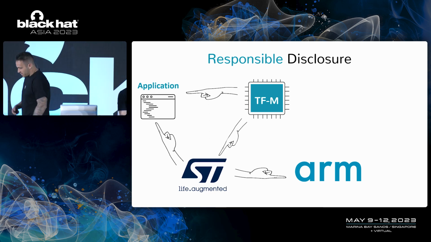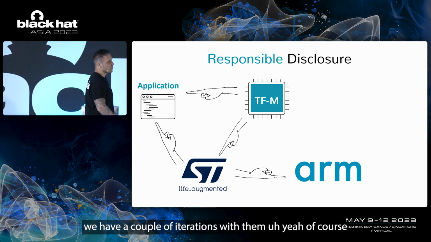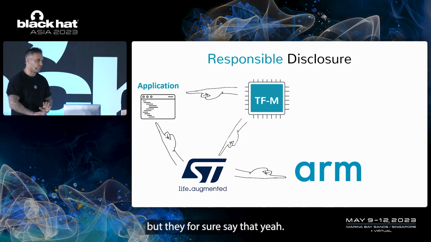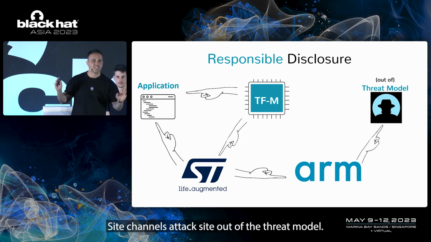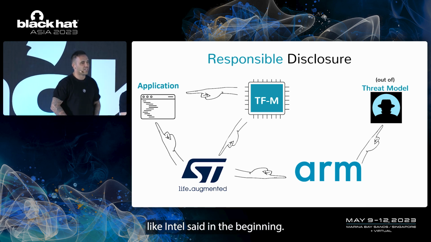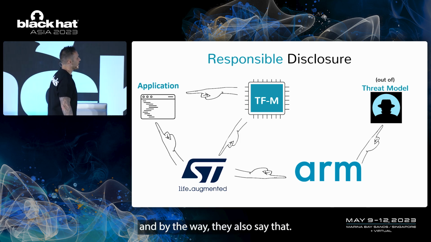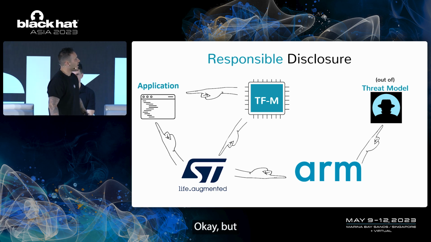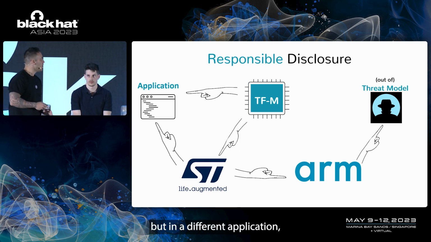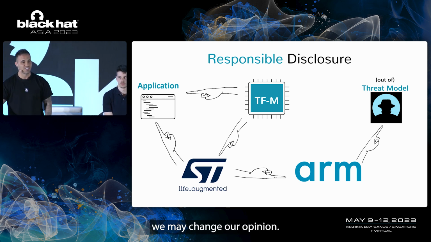By the way, with ARM, we have had a couple of iterations. Of course, they say as well that the application has some trace, but they say for sure that side channel attacks are out of the threat model. This is like Spectre and Meltdown, where Intel said in the beginning, oh, it's out of the threat model, and it works all the time. They also said that if we demonstrate the same attack in a different application, in particular an application that ARM developed, they may change their opinion.